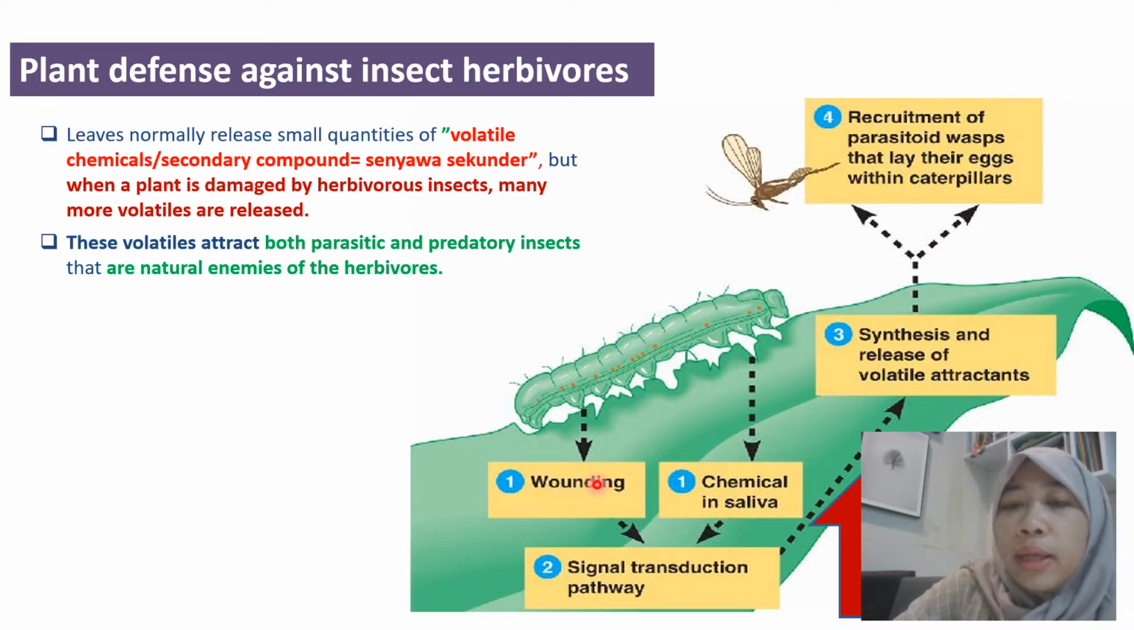Wounding itu luka ya. For example, the leaf is eaten by the pest, so there is wounding. Ada luka, and also the chemicals in the saliva of the pest, and also the volatile compounds released by the plant. So all of the cues will attract the natural enemies. Both parasitoids and predators will come to that plant.